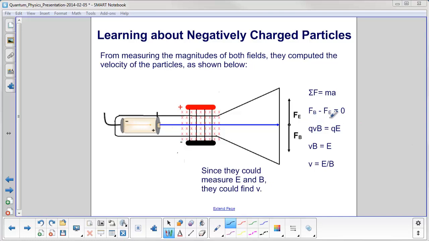So you have QVB minus QE equals 0. You put QE on the other side. You divide out the charge. It's interesting to note here that the charge does not figure in the answer. And finally, we get the velocity of the particles coming out over here after the magnetic and electric fields have been applied. The velocity would be the strength of the electric field over the strength of the magnetic field.